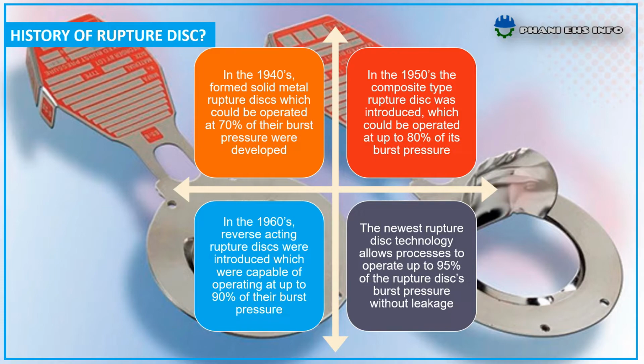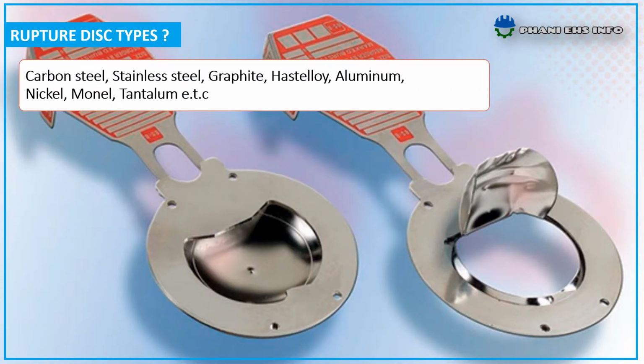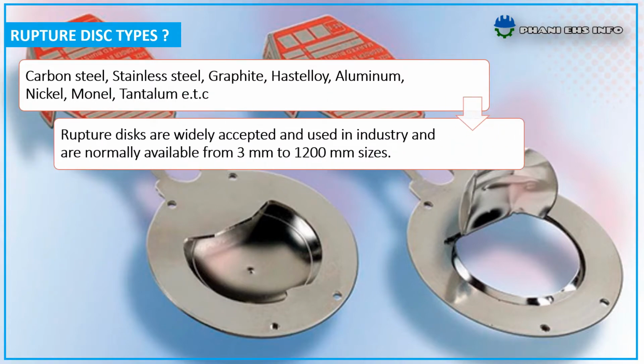Next one, the types of rupture discs. Depending upon the application and suitability, rupture disc can be different types. Rupture disc can be made up of wide variety of materials ranging from carbon steel, stainless steel, graphite, hastelloy, aluminium, nickel, monel, tantalum, etc.